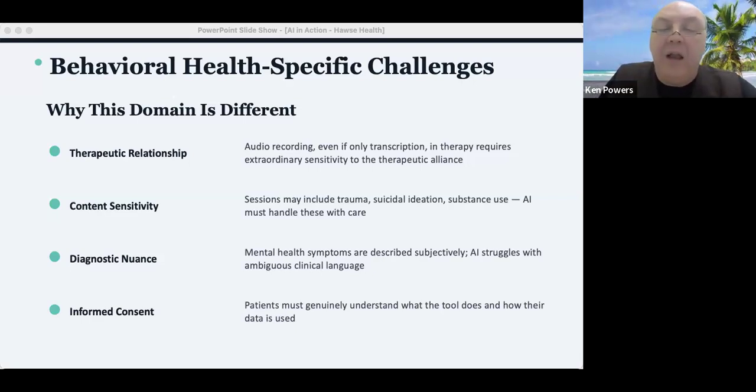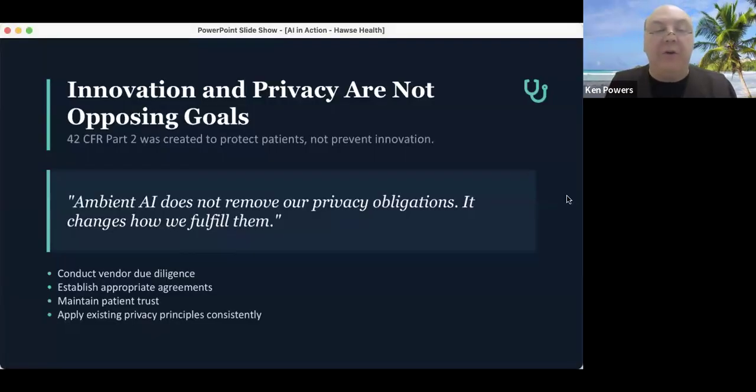If you're going to implement ambient AI, be transparent, get informed consent, build off of your therapeutic relationship. Do not allow the ambient AI to wag you, but you be in control, and ultimately allow your patients to be in control. We can go to the next slide, or I know we're maybe out of time. I don't know.